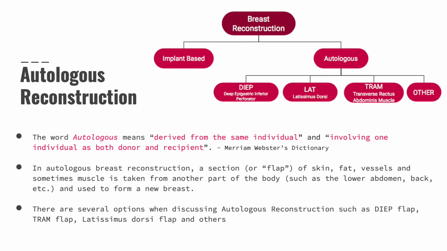Our second main option includes autologous reconstruction. The word autologous means derived from the same individual and involving one individual as both donor and recipient. In autologous breast reconstruction, a section or flap of skin, fat, vessels, and sometimes muscle is taken from another part of the body, such as the lower abdomen, back, etc., and used to form a new breast. There are several options when discussing autologous reconstruction, such as the DIEP flap, TRAM flap, and latissimus dorsi flap, along with others. We'll go into more detail now.